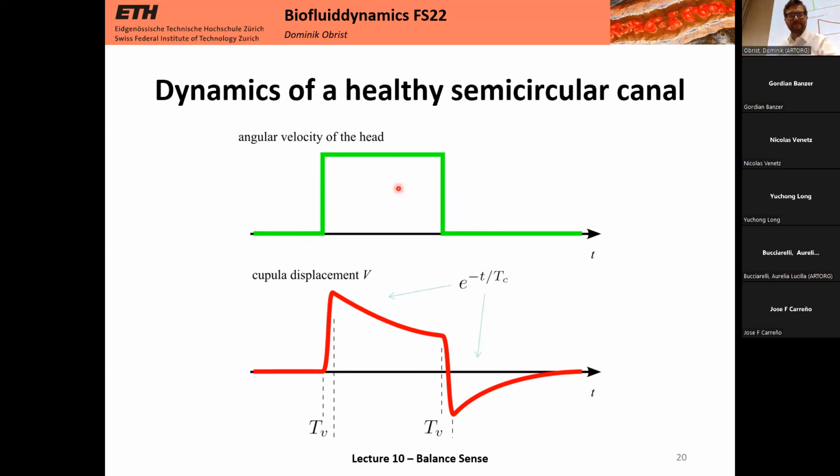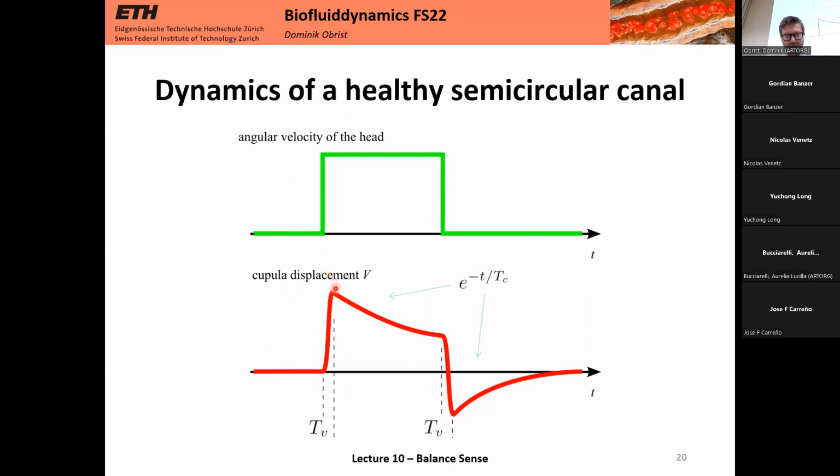How does the Steinhausen system react to it? Well, first, I told you there's the viscous time scale which determines how fast the system can react. And this is this here, this TV. This is what the cupola will be doing. The cupola takes some time to react, and that time scales like this TV. And when you stop, the opposite is happening, but it takes, again, a time TV to react.